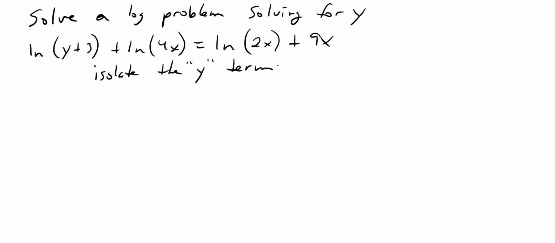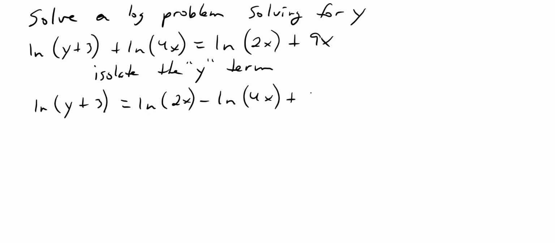So if I do that, I'm just going to subtract natural log of 4x from both sides. So I get ln of y plus 3 equals ln of 2x minus ln of 4x plus 9x. Okay, nice and clean. And the way to get rid of a natural log is you raise everything to the e.